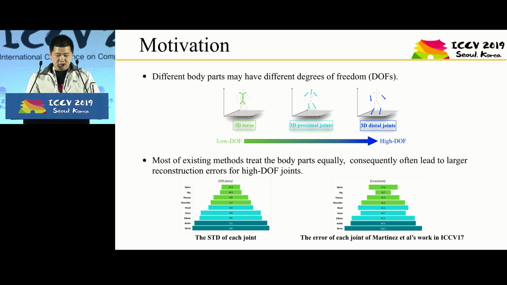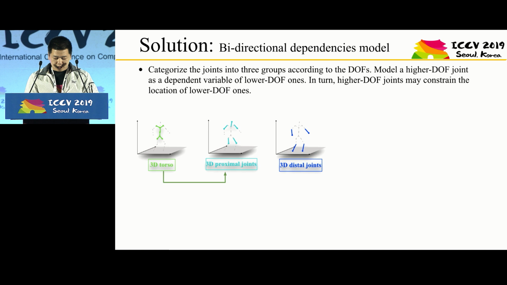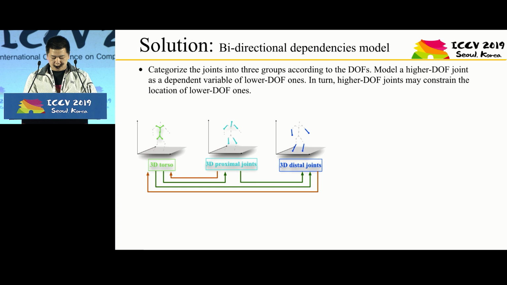To this end, we propose two solutions. The first one is the bidirectional dependency model. We model the high DOF joints as dependent components of the lower DOF ones, and in turn enforce the former to impose physical constraints on the latter.